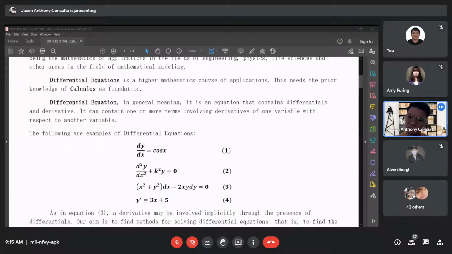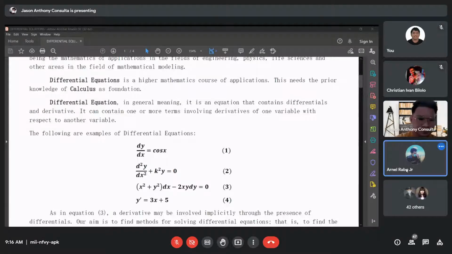So, how about the fourth one? Arnel Rabe Junior. Hello, good morning. The derivative of y po yun, sir. Sige, ano siya? Y prime. Yan. Thank you, sir. Kalimutan ko po, sir. Sige lang, okay lang. Y prime is equal to 3x plus 5.